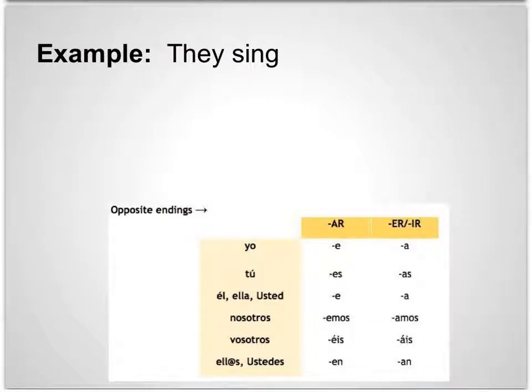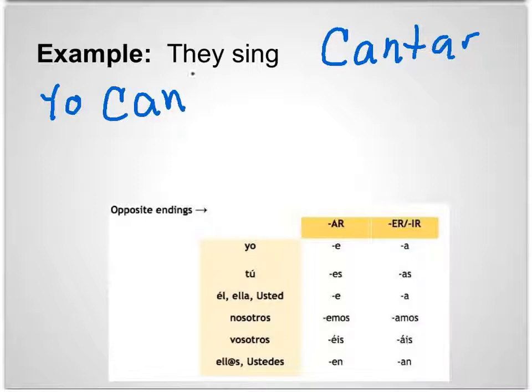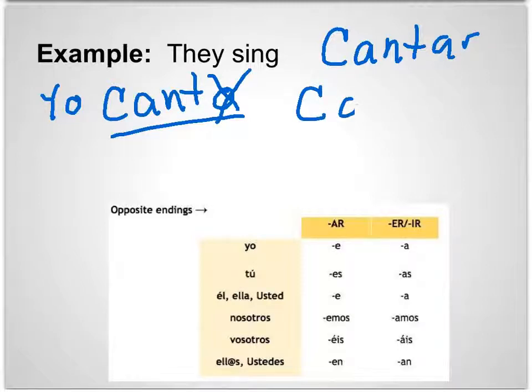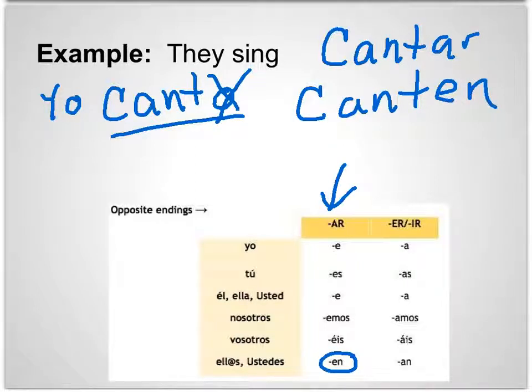For example, they sing. The infinitive for sing is cantar. Right? What's the yo form? Yo canto. So this is the yo form of the present tense. We have to take off the o, so that leaves us with cant. Right? Cantar is an AR verb. So what's the opposite ending there? Ellos or ustedes, the opposite ending here is en. So here we have it. Canten. Ellos canten.